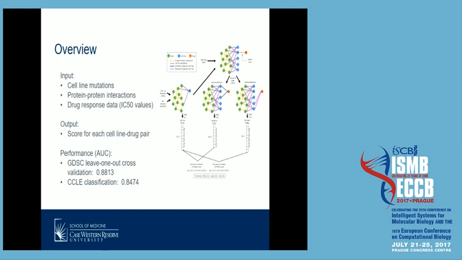We have two classification problems: the classic leave-one-out cross-validation of the data set that we use to build the network, and then cross-study classification, where we bring in another very large cell line study, the CCLE. We see in both cases that we achieve very high accuracy, with AUC greater than 0.8. That tells us that the model is quite accurate and very robust, and that it is able to work on brand new cell lines as well.